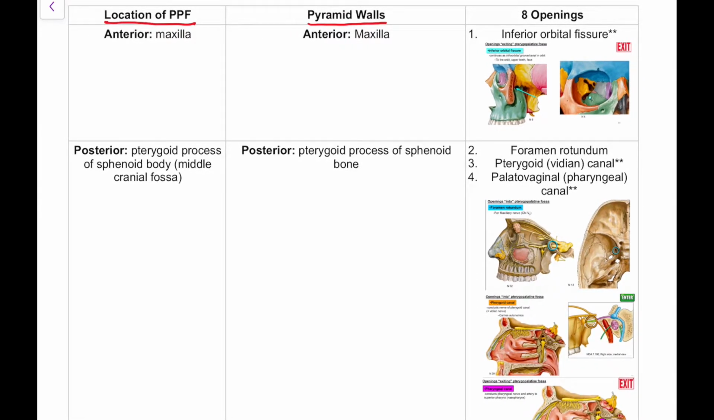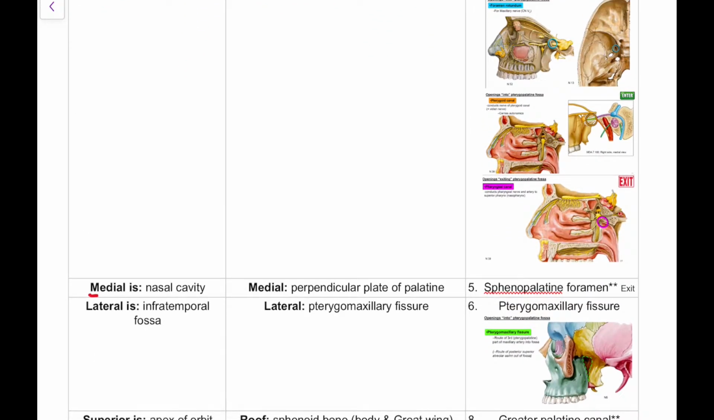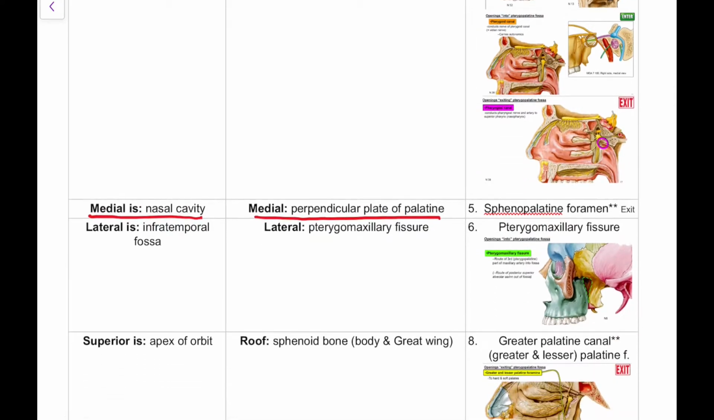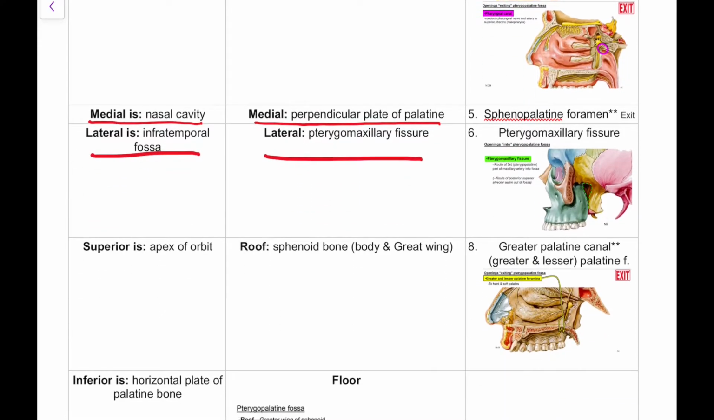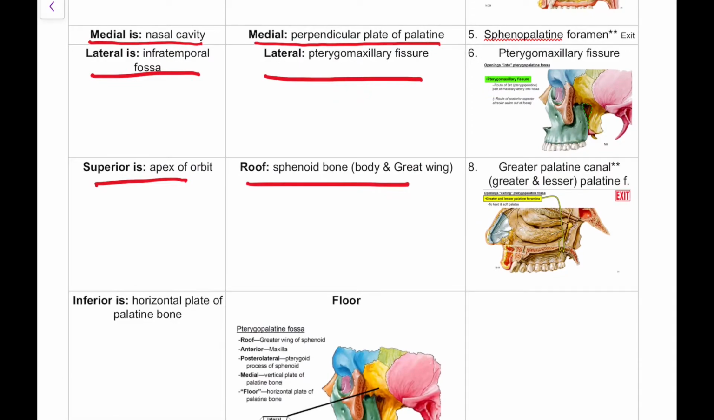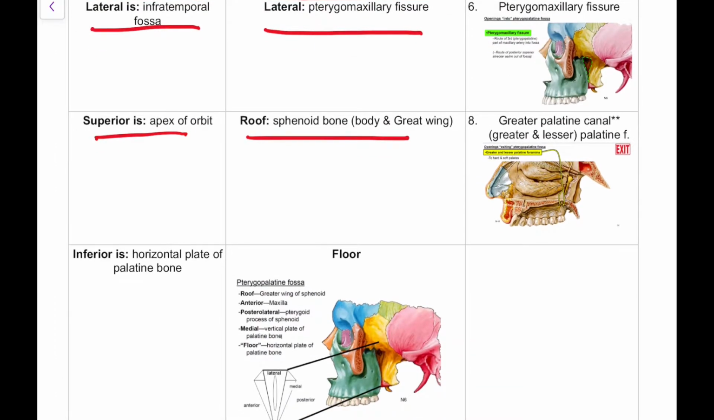Anteriorly to this fossa is the maxilla. Posteriorly, we have the pterygoid processes of the sphenoid bone, the middle cranial fossa, and the posterior wall is the pterygoid processes of the sphenoid bone. Medially, we have the nasal cavity, and the medial wall is the perpendicular plate of the palatine bone. Laterally, we have the infratemporal fossa, and the lateral opening is the pterygomaxillary fissure. Superiorly, the apex of the orbit, and the roof is the sphenoid bone, both the greater wing and the body. And that's about it.